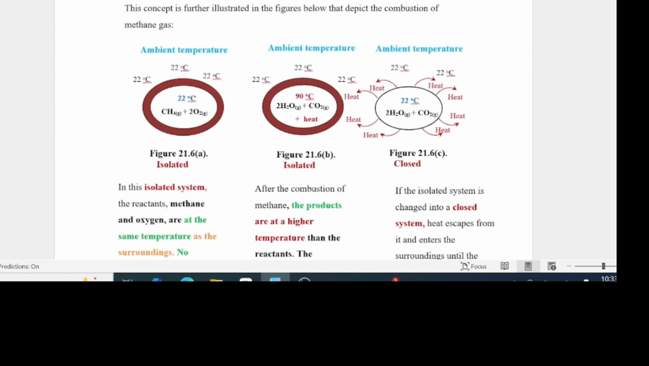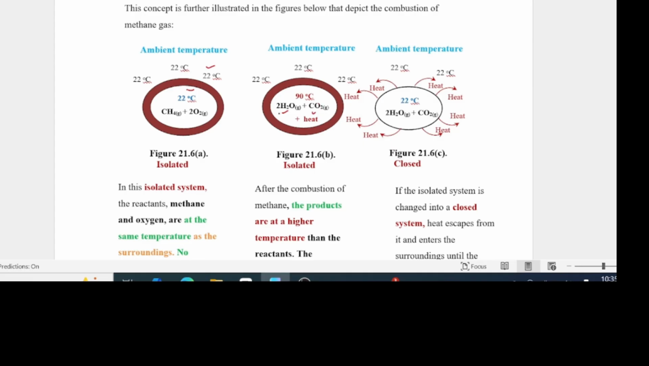These figures here show how methane is burnt in oxygen. Initially, the reactants are at 22 degrees Celsius, which is same as the surrounding temperature. We are having methane and the oxygen molecules there with their original kinetic and potential energies. However, after the reaction has taken place, the product molecules here, water and carbon dioxide, are having less potential energy but greater kinetic energy that is manifested as a rise in temperature.